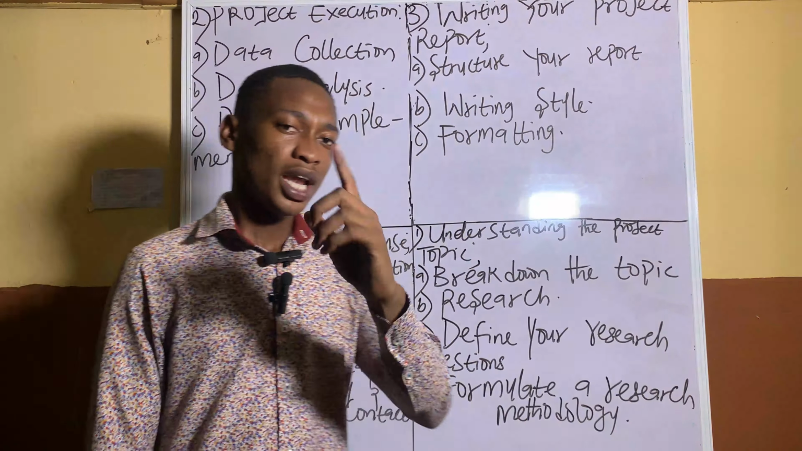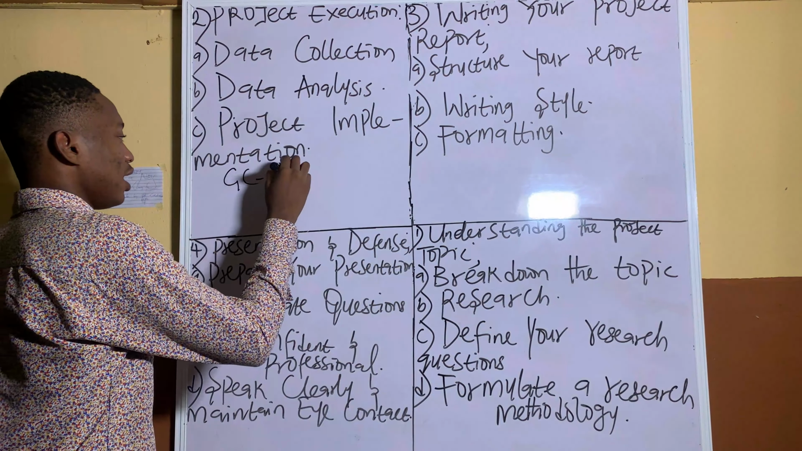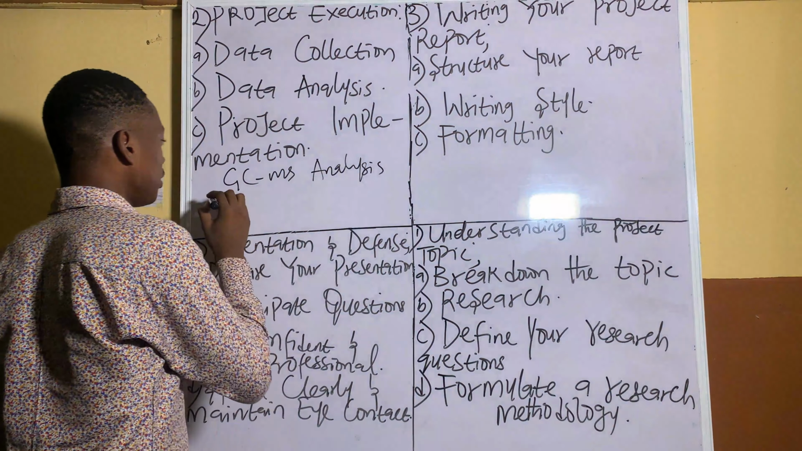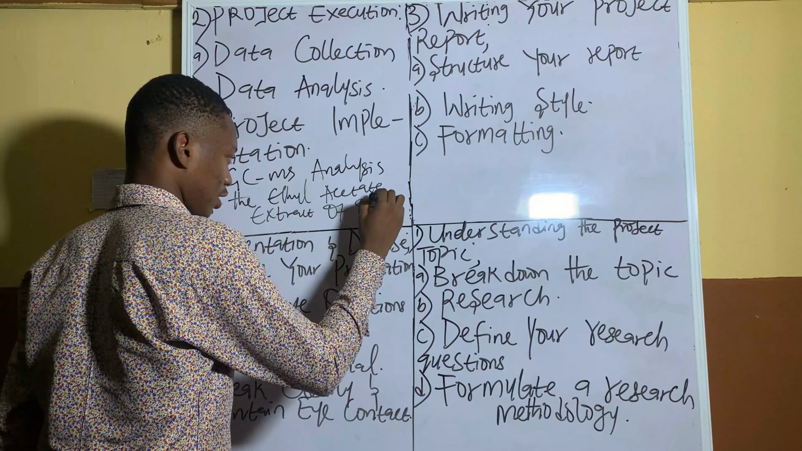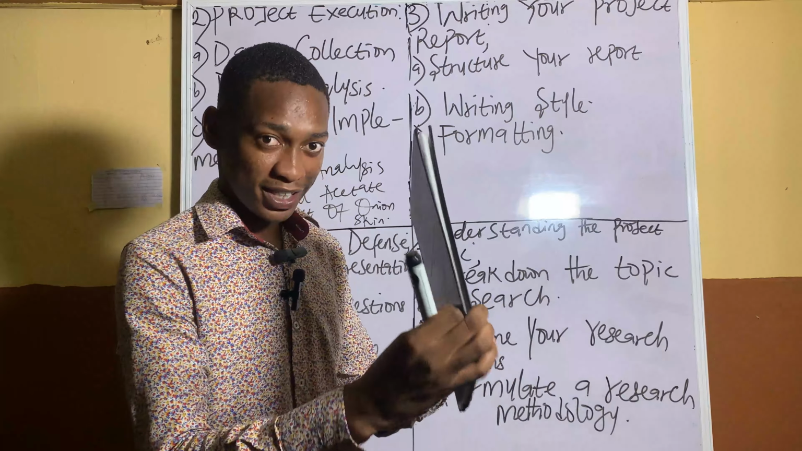Now, the first thing you will do when you are given a topic is understand your project topic. Let's take, for instance, this is your topic: GCMS analysis. This was my project topic during my time: GCMS analysis of the ethyl acetate extract of onion skin. This is the cover here.